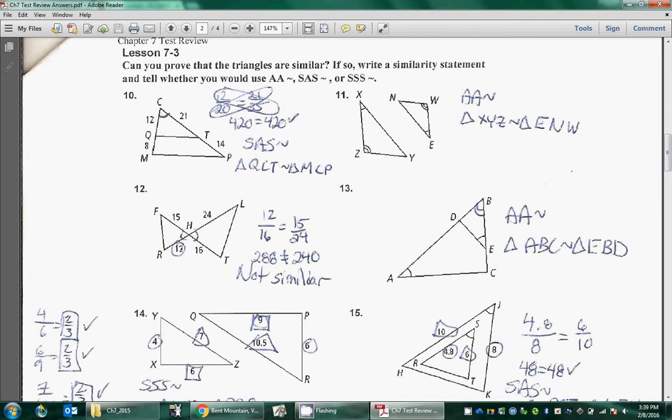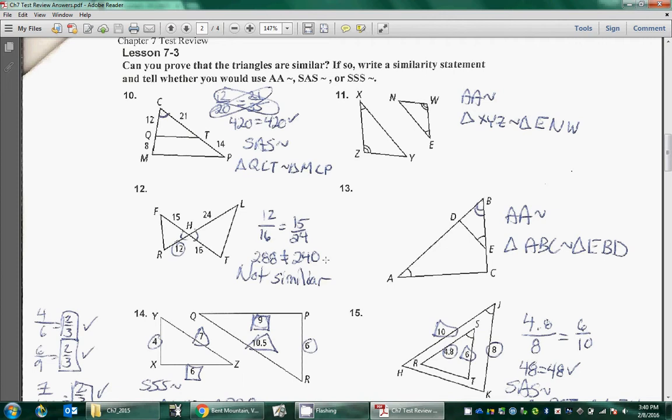but when I go to pair up 12 and 16, those are both the smallest, and 15 and 24, they're both the biggest. And cross multiply, I don't get the same scale factors. I don't get the same crosses. I get 288 and 240. So since those don't match, it's going to be not similar.